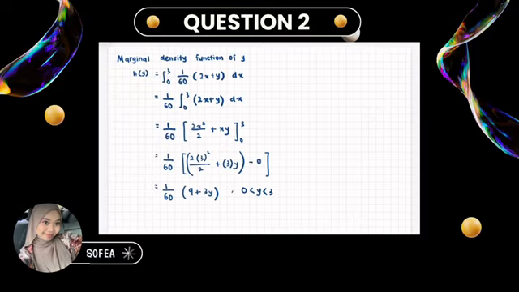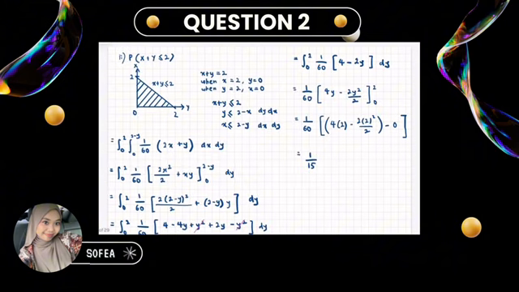So dx, and then we just integrate it as usual, and we get the final answer, 1 over 60, 9 plus 3y, and don't forget the limits, 0 is less than y and less than 3. So next one is finding P, x plus y is less than or equal to 2.